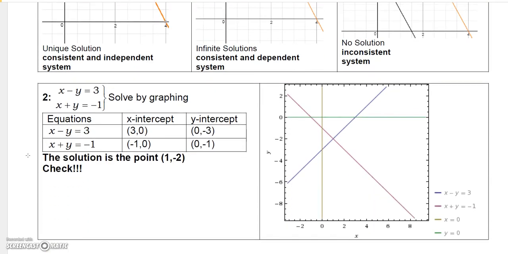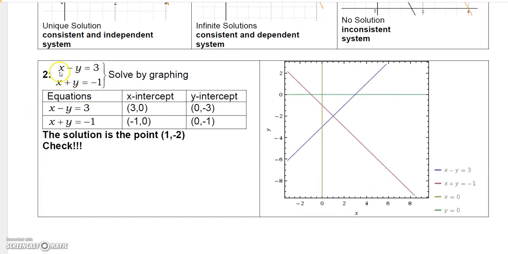Okay, let's take a look at another example. If you graph the line x minus y equals 3, I found the x-intercept first. When y is 0, x would be 3. And when x is 0, y would be negative 3. So basically you're going to see that the line goes through 3, 0, which would be right here, and 0, negative 3, which would be right there. If you draw the line through those points, it'll look like this.